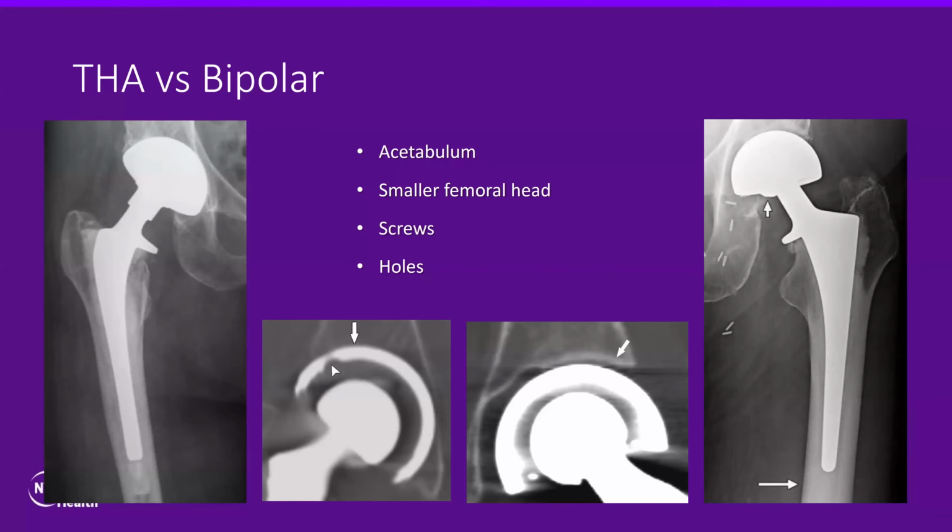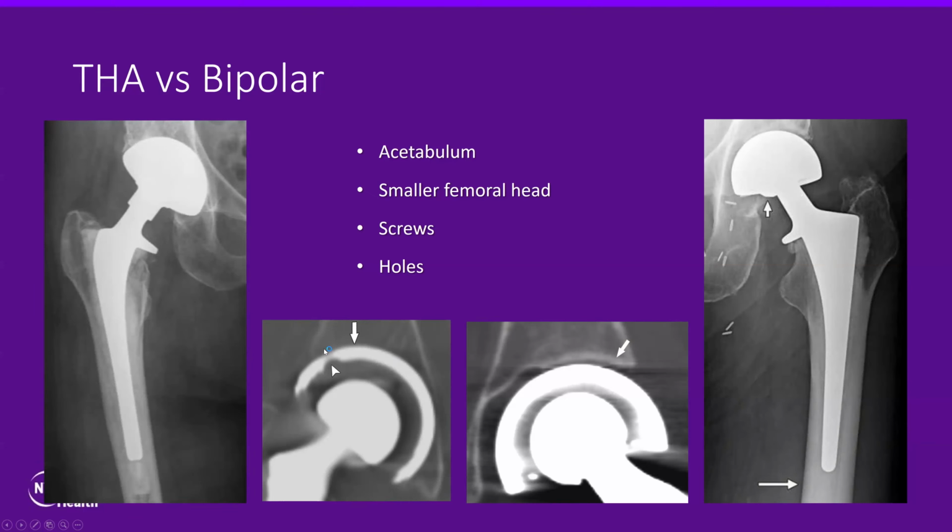So how can we differentiate? I see this sometimes challenging for our residents to differentiate total hip arthroplasty versus bipolar hemiarthroplasty. And there are a number of features that we can use. So first of all, and I think this is probably the most useful feature, is try to find the acetabulum.